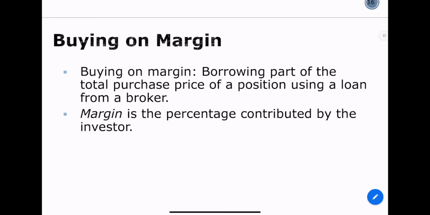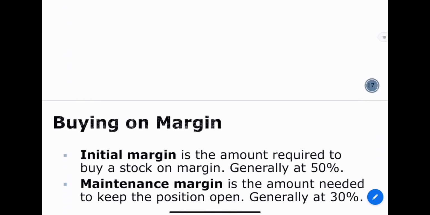So, here, buying on margin basically means that you're purchasing a stock. However, you're borrowing money to make your purchase. So it means you're borrowing part of the total purchase price of a position using a loan from your broker, right? So here, margin is basically the percentage contributed by the investor. And very quickly, you will see how you exactly calculate margin. So now we're just dealing with this basic definition here.